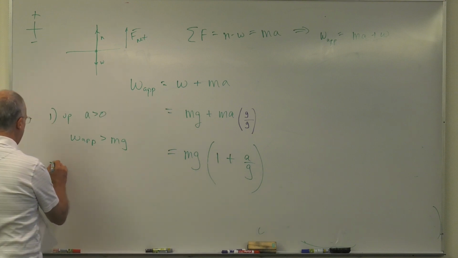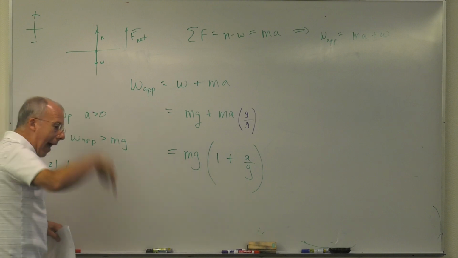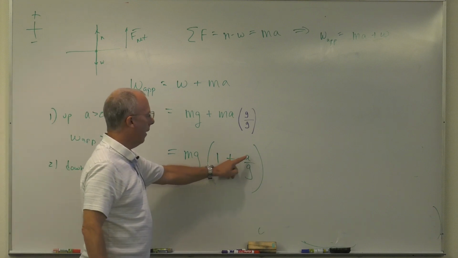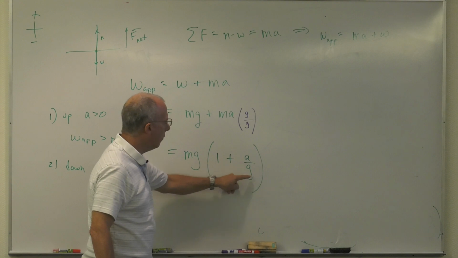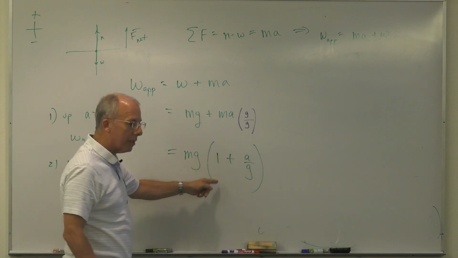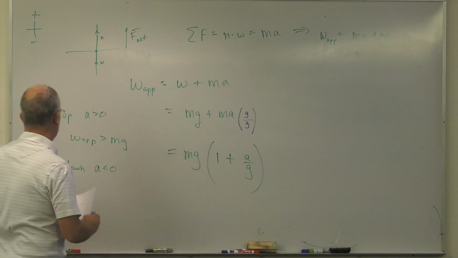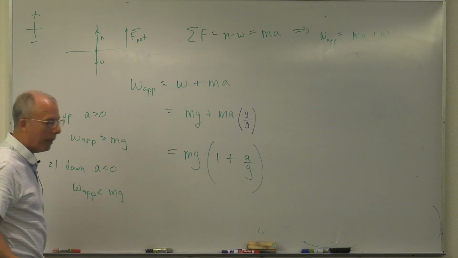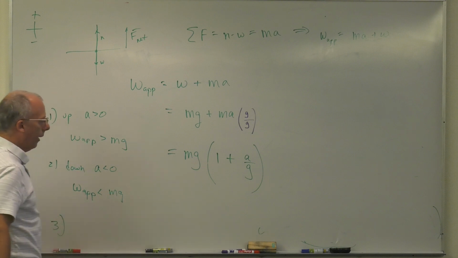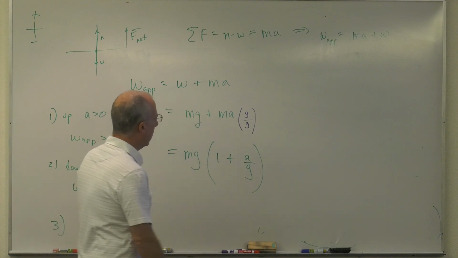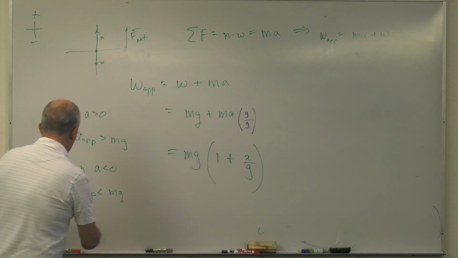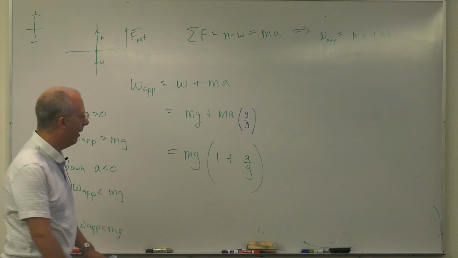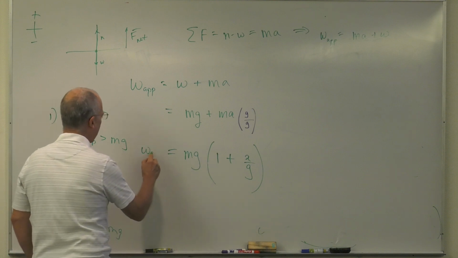Okay, let's do down. If we're accelerating down, a is less than 0. g is positive, a is less than 0, so this is a negative number. 1 plus a negative number is less than 1, so the apparent weight is less than mg, which agrees with our experience. And of course, third, if we're just standing still, if we're not accelerating, a is 0, so the apparent weight is just equal to mg. No kidding, all right? I think this is a really cool way to write it.